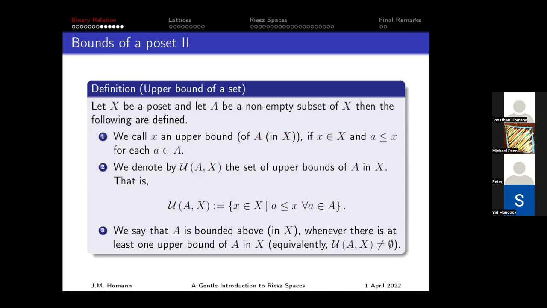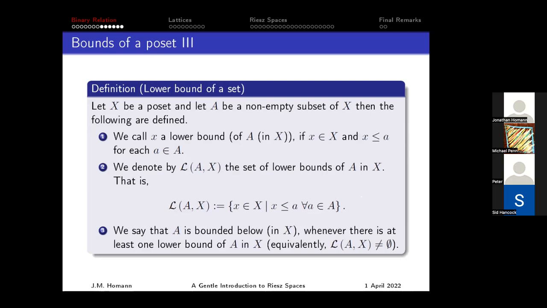And then we'll denote by U(A, X) the set of upper bounds of A in X. So we can formally write it as U(A, X) is the set containing x in X such that a is dominated by x for every a in A. And finally, we'll say that A is bounded above in X whenever there is at least one upper bound of A in X. And so equivalently, it means that the set of upper bounds of A in X is a non-empty set.